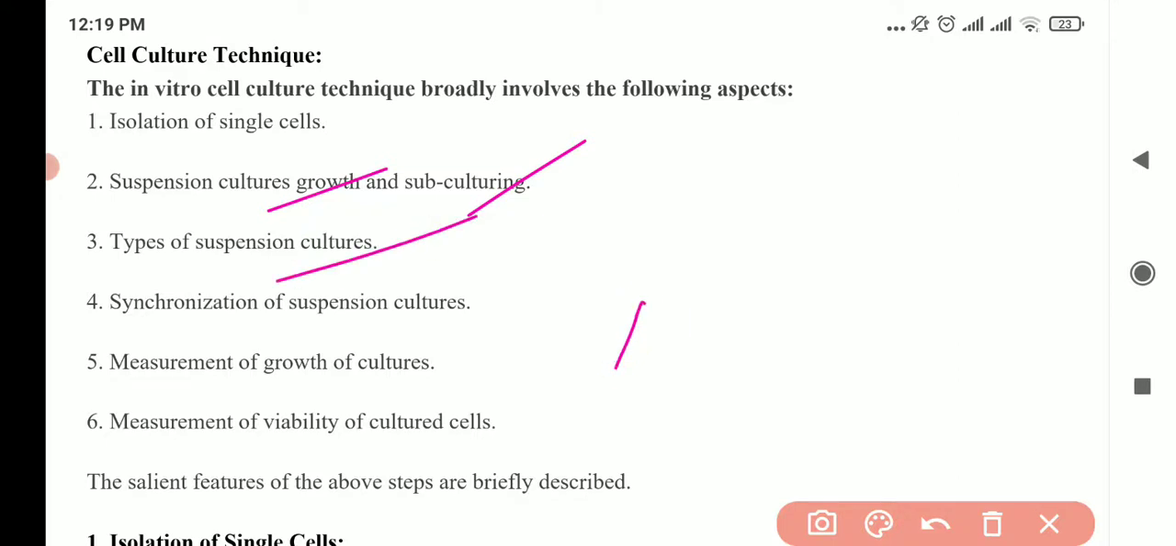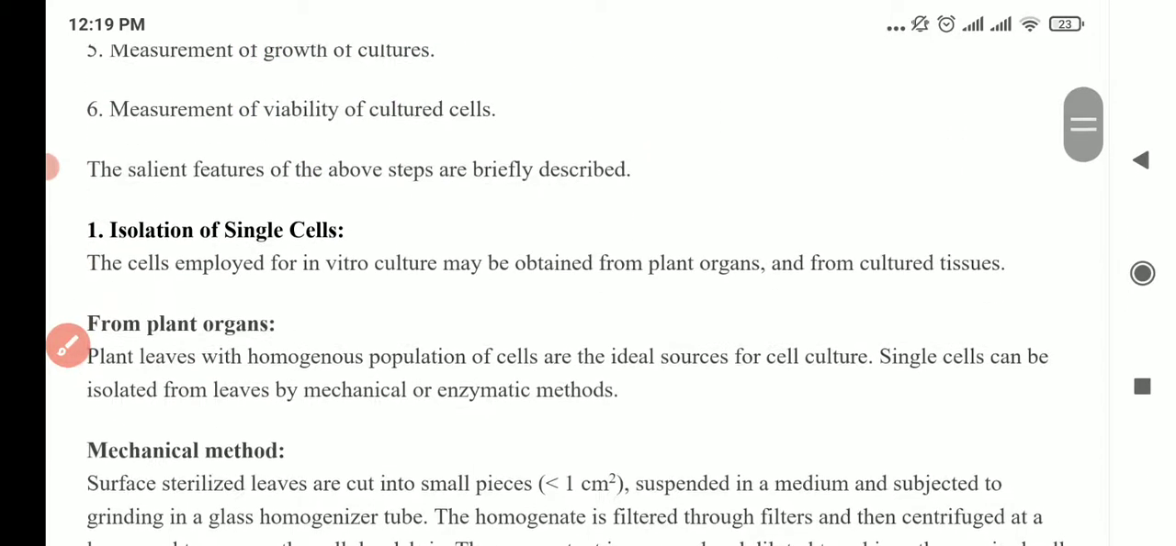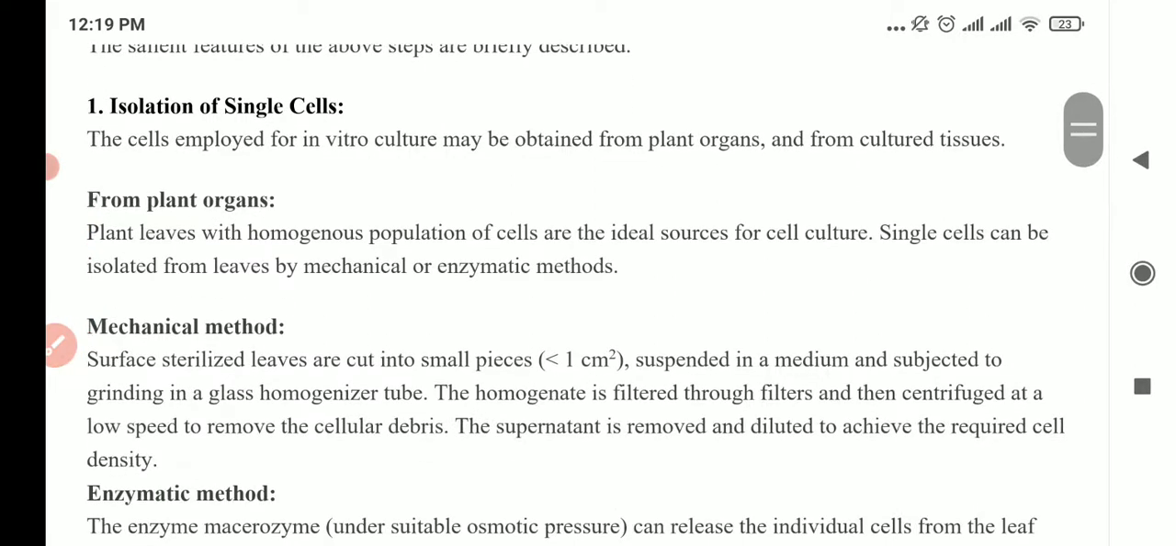Okay, so here we'll go through the types of suspension culture, how to synchronize them, how to measure them, and how to see which ones are still alive or not, okay? So this is the technique. To isolate them, you can take a cell from any tissue: from a xylem tissue, phloem tissue, a leaf mesophyll tissue, or a stem tissue, okay? Like suppose I want to culture myself, I can take my skin cells or my lung cells or my intestine cells or my salivary gland cells.